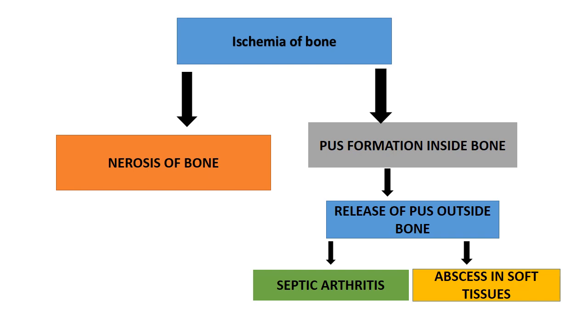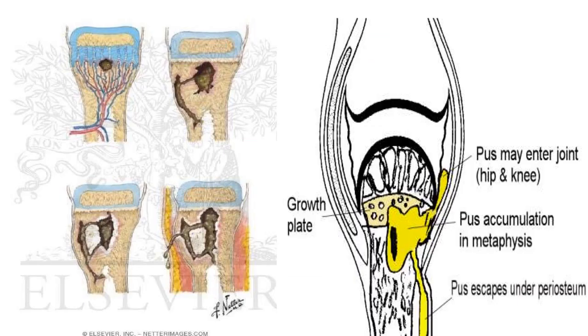there is pus formation inside the bone, and that pus can travel. As the infection most commonly happens in the metaphyseal region of the long bones, this pus can travel into the joint. It can leak into the joint and cause septic arthritis. And this pus can erode the cortex, erode the periosteum, come into the soft tissues and become abscess in soft tissues.